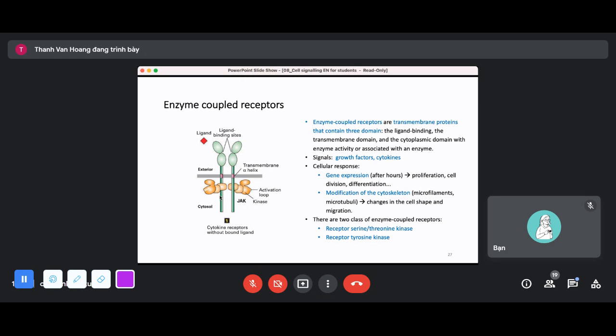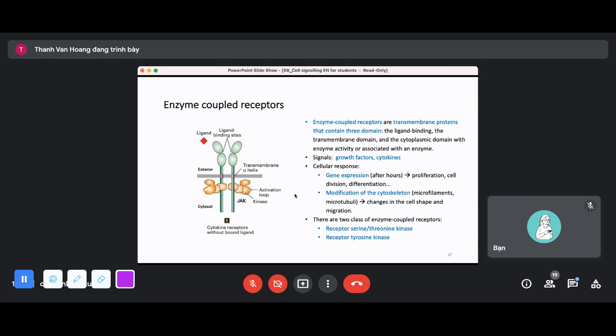So now come back to our receptor. We have two major types of receptor for the enzyme coupled receptor, which is receptor serine threonine kinase and receptor tyrosine kinase. Today we will talk in more detail about the receptor tyrosine kinase, because it's very common, and we use the example with the growth factor and cytokines, so we concentrated more on the receptor tyrosine kinase.